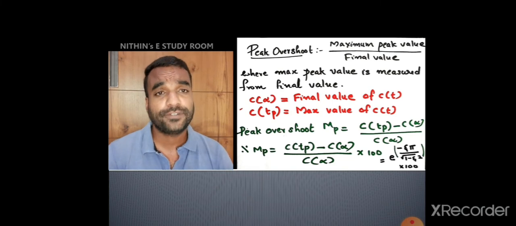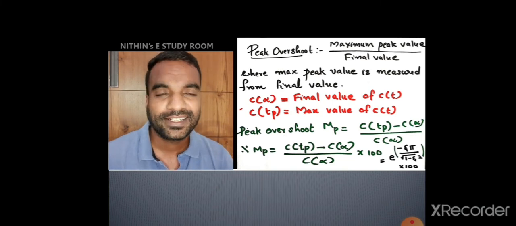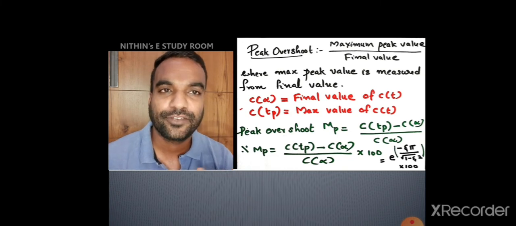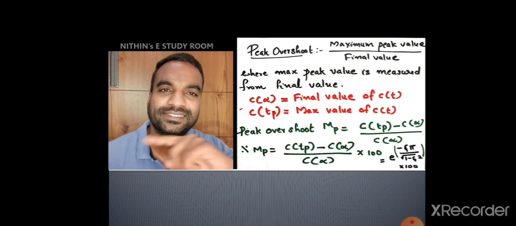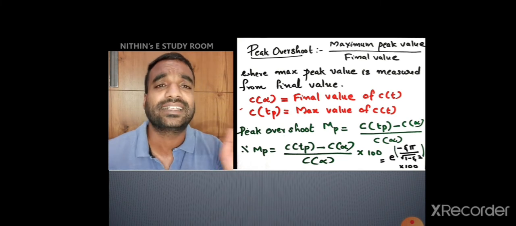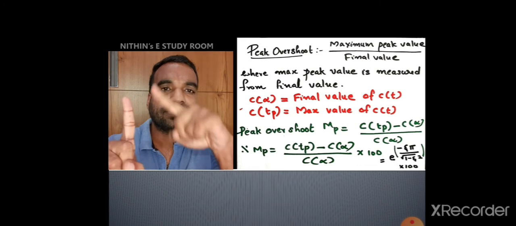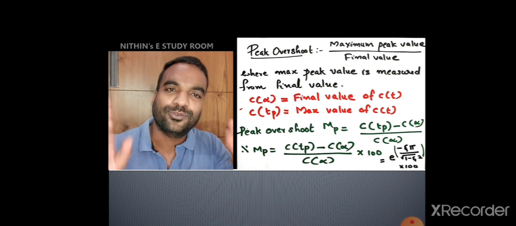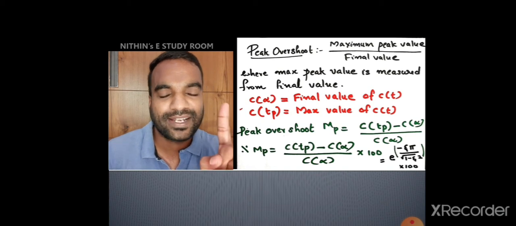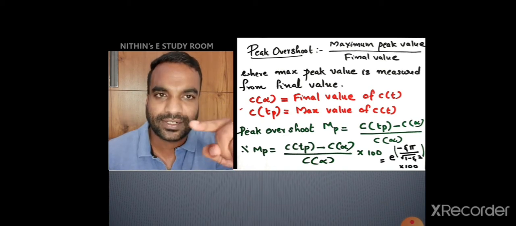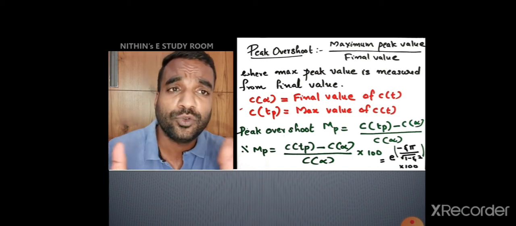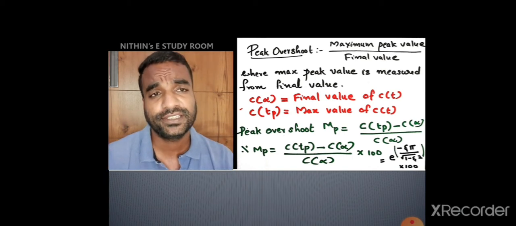And C of infinity, what is C of infinity? C of infinity is nothing but the response at infinite time. If you are giving infinite time, what happens? The oscillation repeats, and finally it will settle at what value? The final value. That should be 1, because it is damped. It will reduce the oscillation and finally settle to the reference value 1. So C of infinity is the final value.